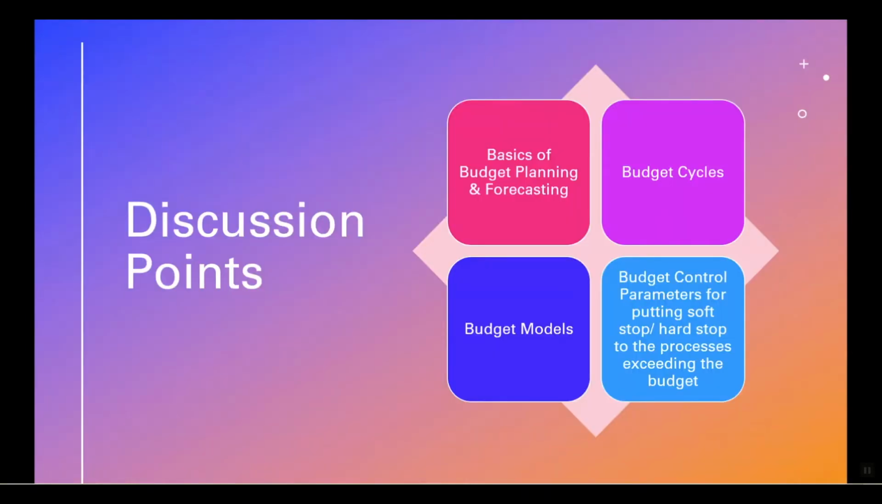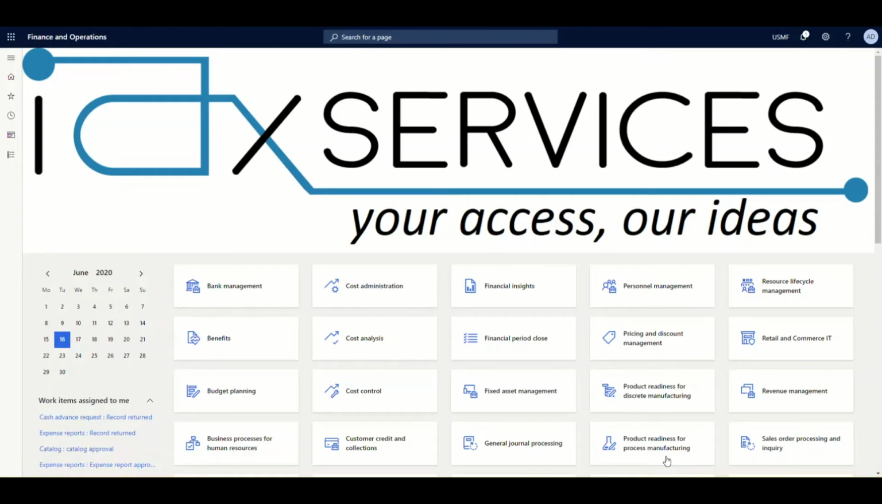Let us now look into the discussion points for this session. Basics of budget planning and forecasting, budget models, budget cycles, and budget control parameters for putting a soft stop or hard stop to the processes exceeding the budget. Management always looks at your entire operational tasks or initiatives in relation to profitability and how it impacts the business. The budgeting module provides an out-of-the-box workspace where you can efficiently and easily compare actual results to predicted budgets, allows for better decision making, and has an intuitive interface for budget capabilities and control. Let us take a quick look at the out-of-the-box ledger budget and forecast workspace.